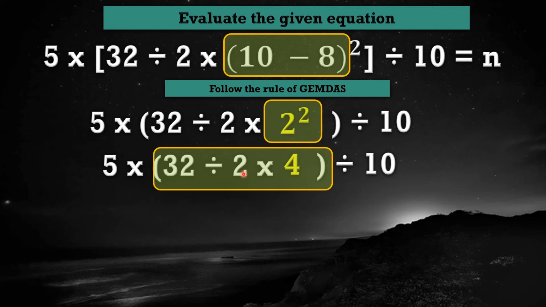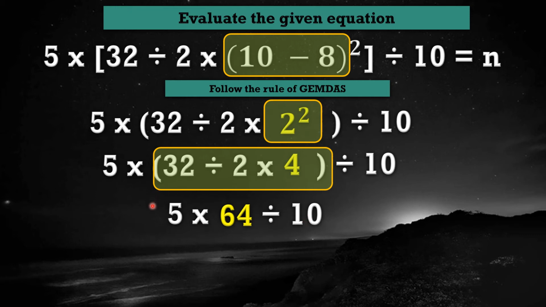32 divided by 2, that gives us 16. 16 times 4, that will give us 64. So, ang sagot sa loob ng parenthesis ay 64. So, since meron tayong sagot, hindi na natin kailangang kopyahin ang parenthesis kasi may sagot na tayo. So, kokopyahin lang natin is 5 times 64 and then divided by 10. So, ito na yung panibago nating equation.